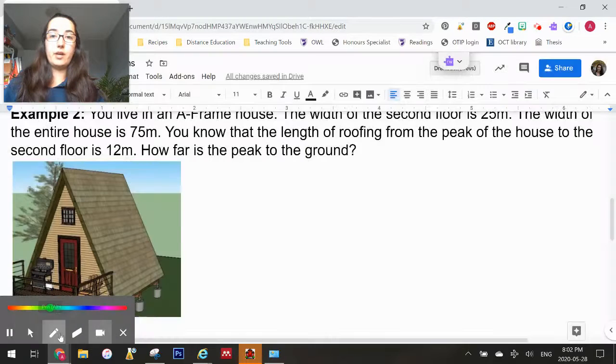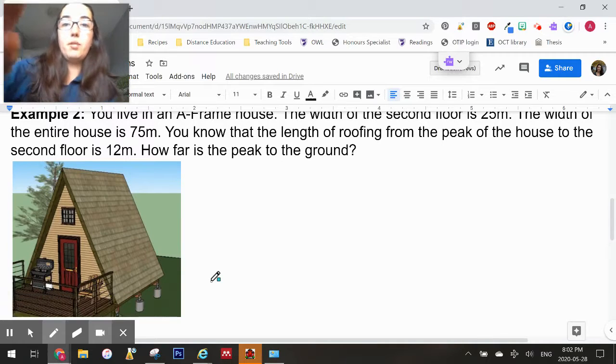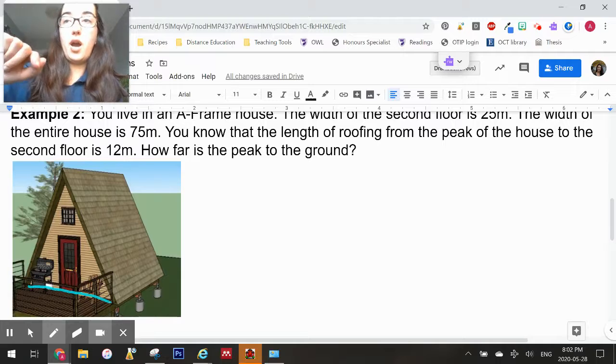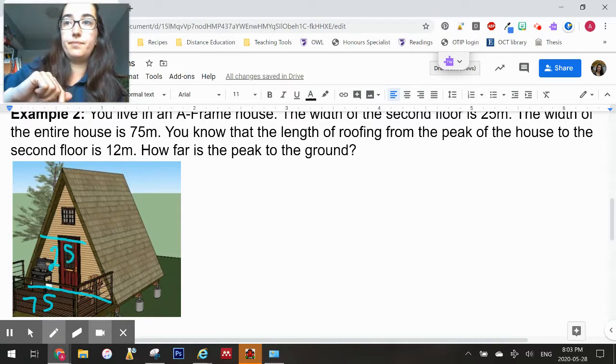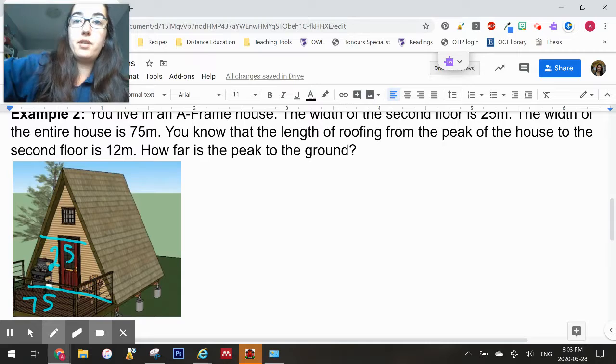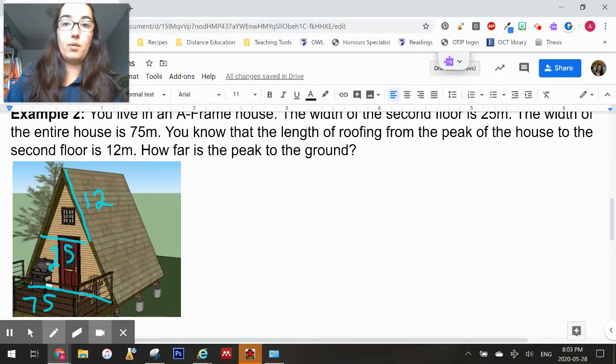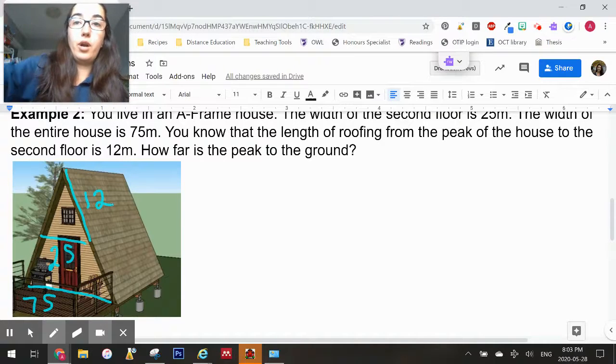Okay, let's start by labeling our diagram with some of the information that we were provided with here. I was told that the width of the entire house is 75 meters. I was also told that the width of the second floor is 25 meters. I was told that the length of roofing from the tip of the house down to the second floor was 12 meters. Okay. I am looking for how tall is the peak to the ground.